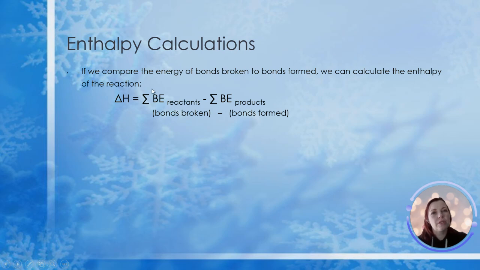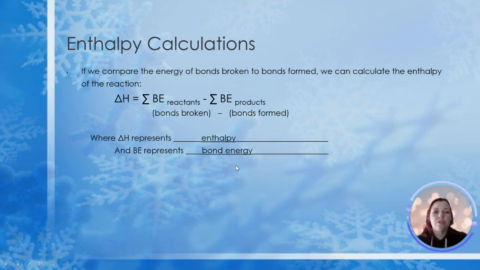I actually prefer to think of it in this way. I like to think of it as bonds broken minus bonds formed. That just works a little bit better in my head. Then I don't have to think about, wait, is this one where reactants and products flip? If you just kind of call it something different, it helps set it aside in your brain. So bonds broken minus bonds formed.